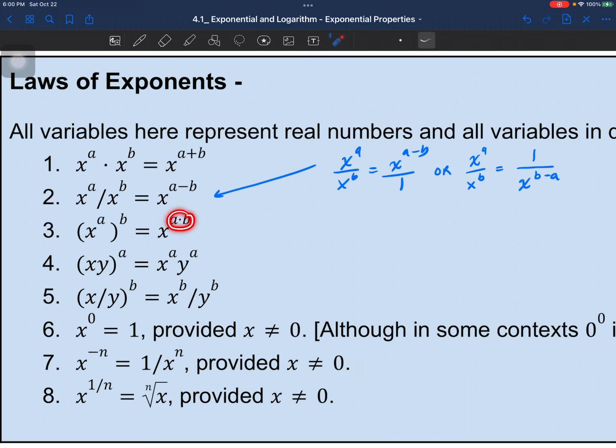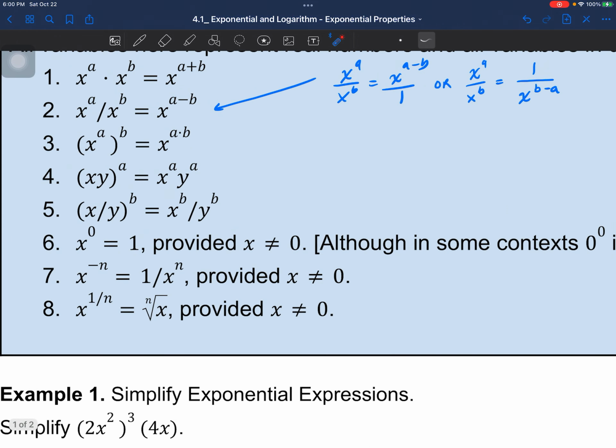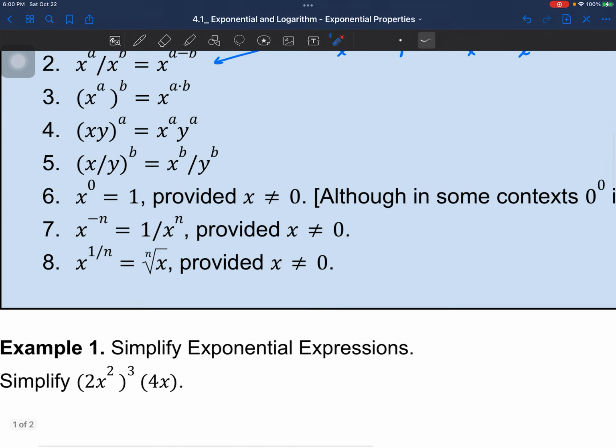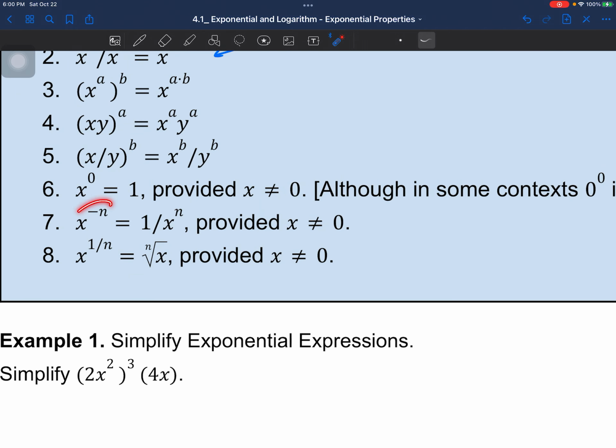The next one is when you have a variable with a power raised to another power. Instead of adding them, we have to remember that these are multiplied. So here I multiply them. We have examples below, but I'm just going over the rules real quick. Whenever you have a product inside raised to a power, every factor gets the same power. The same idea happens with a quotient: you're dividing both variables by the same power. Also remember that any variable raised to the 0 power is equal to 1, provided that x is not equal to 0.